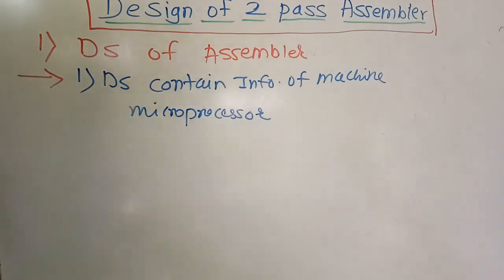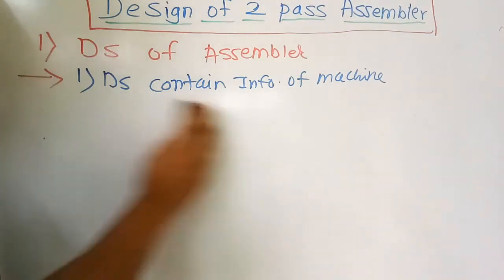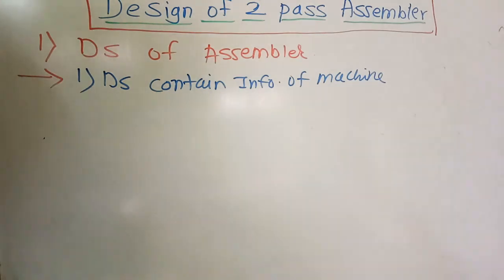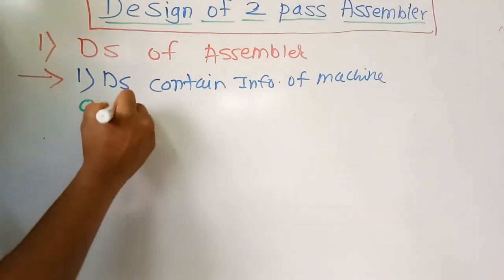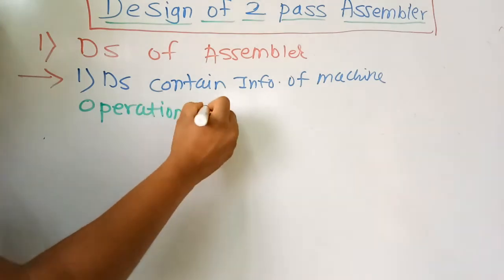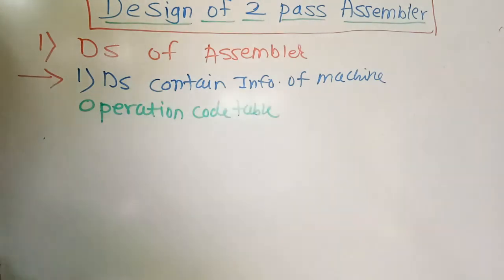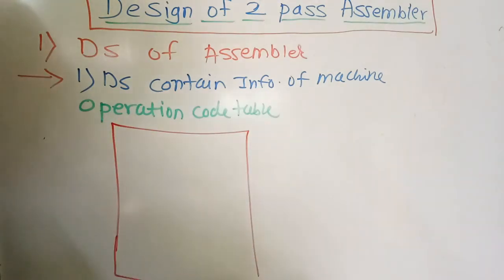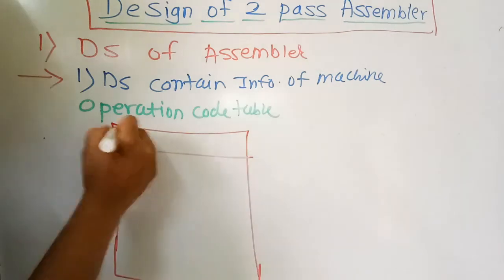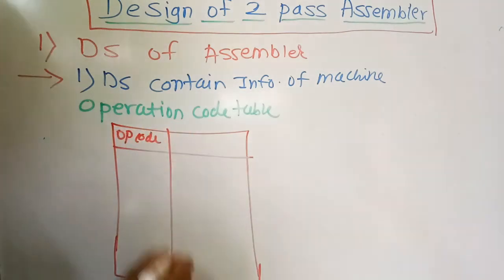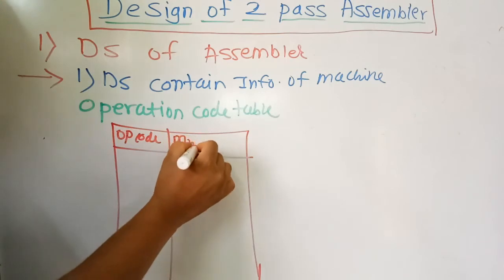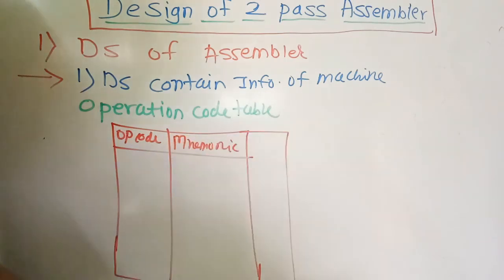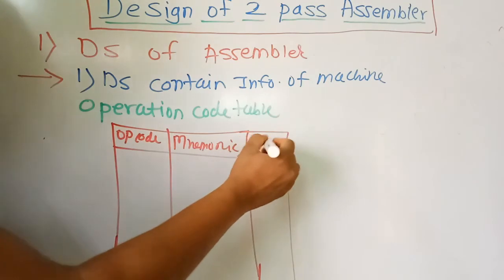Now, which are the different data structures of these machine data structures? I will list them out one by one. First is the opcode table. What is the full form of it? Opcode table is nothing but the operation code table. What does this operation code table maintain? There are three terms associated with this table: first is the operation code, second is the mnemonic, and third is the class.